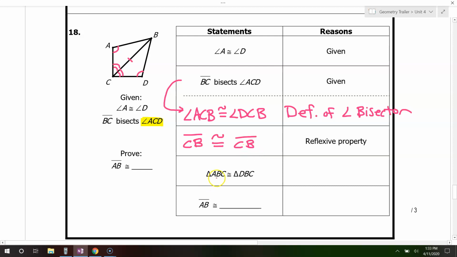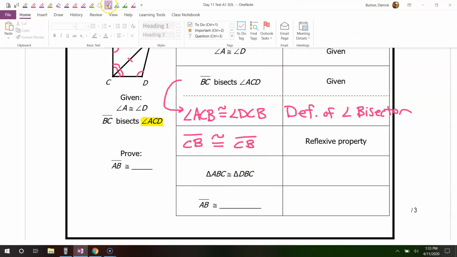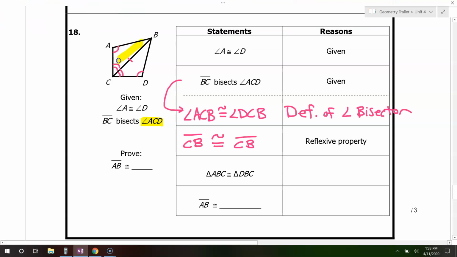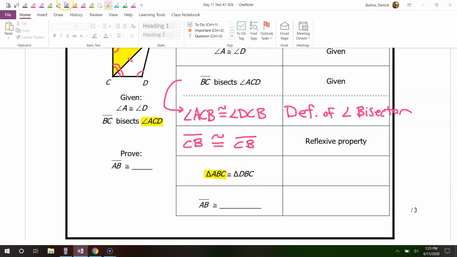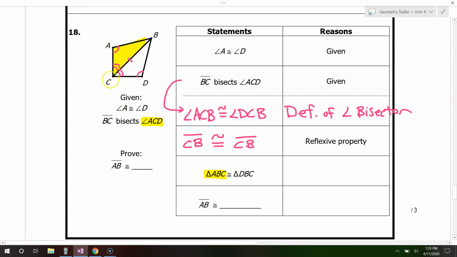Now it's time to say why these two triangles are congruent. I find it helpful to highlight one of the triangles. So you have a yellow triangle and a white triangle. Okay, so triangle ABC, that's the yellow triangle. Okay, and that's congruent to the white triangle. But for the moment, just focus on the yellow triangle. What do we have marked? Notice that we have two angles and a side.